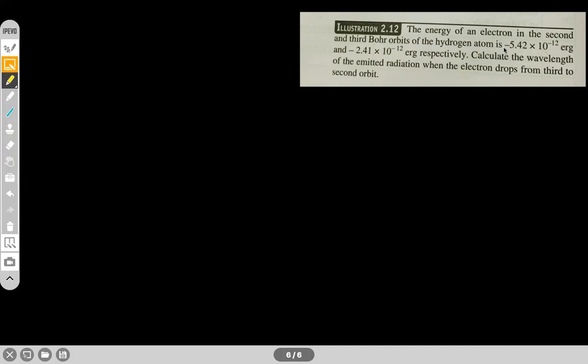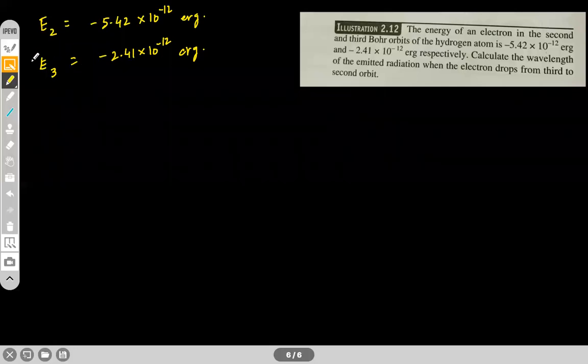Okay, see, the energy of an electron in the second and third Bohr orbit of hydrogen atom is given. So what is given? First of all, the first step is to write down the data. E2 is minus 5.42 into 10 to the power minus 12 erg. E3 is minus 2.41 into 10 to the power minus 12 erg. Ideally, E3 should be more than E2, and that is the value we have. We need to find out the wavelength emitted in this radiation.